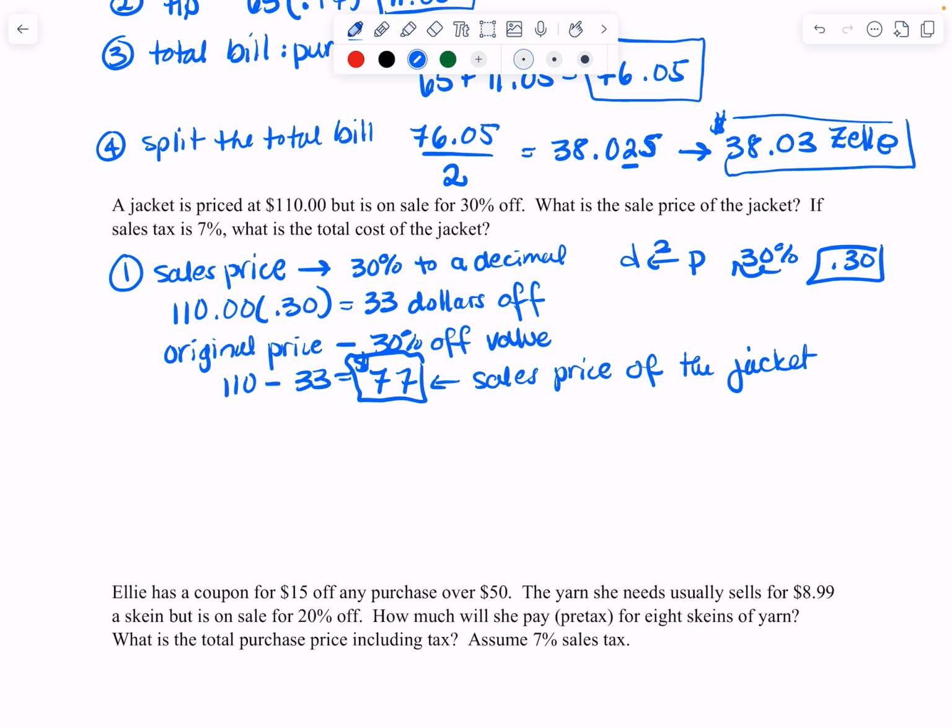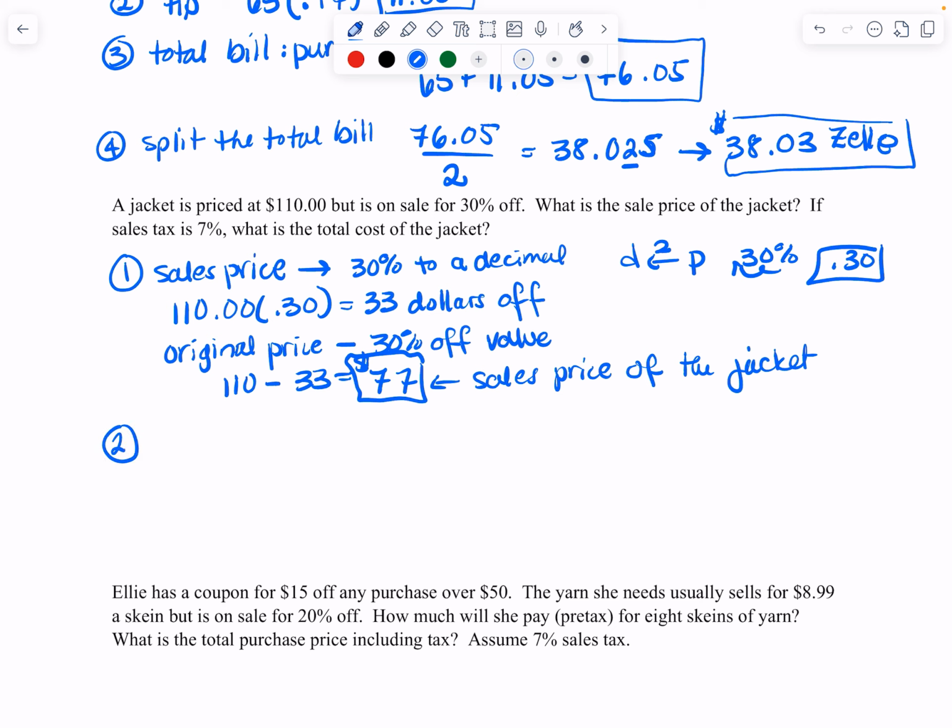A lot of you guys who shop a lot, if something is 30% off, then you're paying 70% of it. So you could essentially just take 110 times 70%, because if you take 100% minus 30, that's how I got 70. But for those of you who don't understand how that works, just do it the way I just showed you. Take the 30% off to find out what the discount amount is, then take the original price minus the discount amount. It'll give you the same answer if you do it the other way, by the way. So the sales price of the jacket is $77.